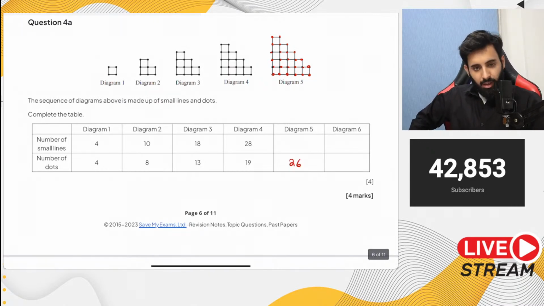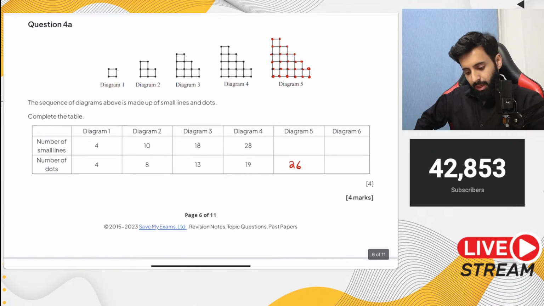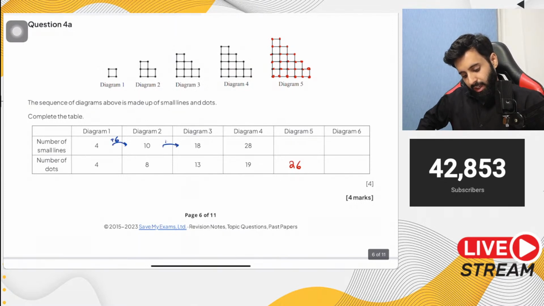Okay, now let's see if I can find a pattern for the number of lines. Although I can count the number of lines, let's see if I can find a pattern. Here we're adding 6, here we're adding 8, and clearly you can see you have a pattern here. We're adding 10, and now we're going to add 12. So 28 plus 12 equals 40. And then we're going to add 14, so that's going to be 54.